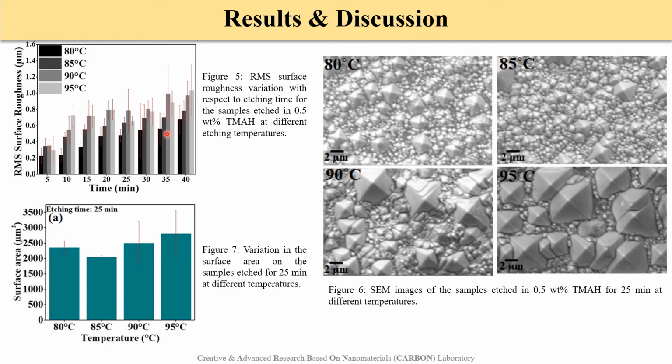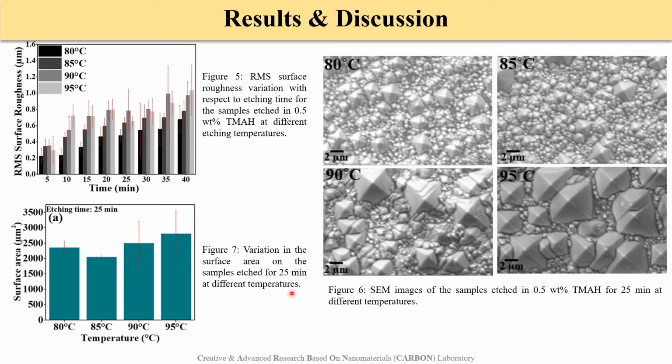The higher standard deviation in SQ values indicates the variation in the size of pyramidal structures on the same sample at different locations. The same trend was also observed in surface morphology images where pyramidal structures were more uniform and dense in case of 85 degrees C etched samples compared to the other temperatures.